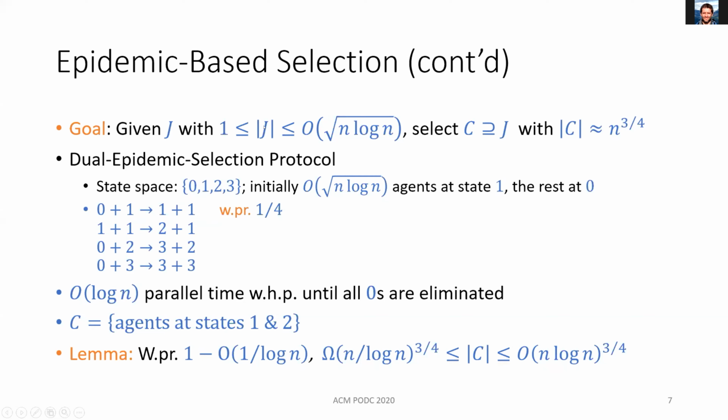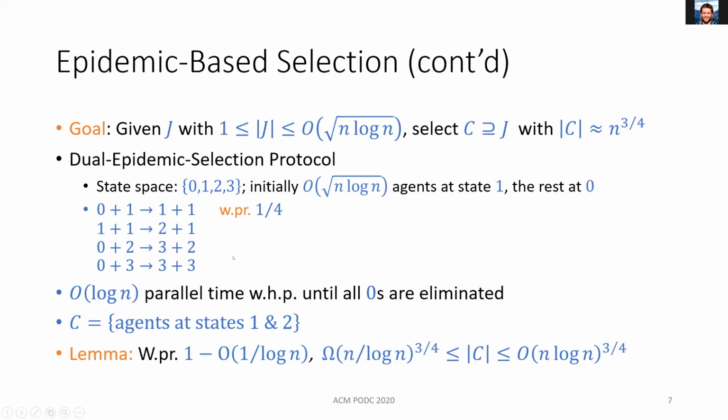So initially, all agents in J have value 1. All other agents have value 0. And these are the 4 rules. When a 0 interacts with 1, it becomes a 1, but only with probability 1/4. 1 and 1 create a new value 2. And then when a 0 interacts with a 2 or 3, it becomes a 3.